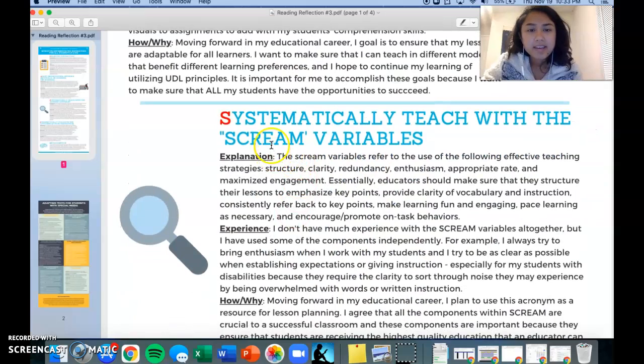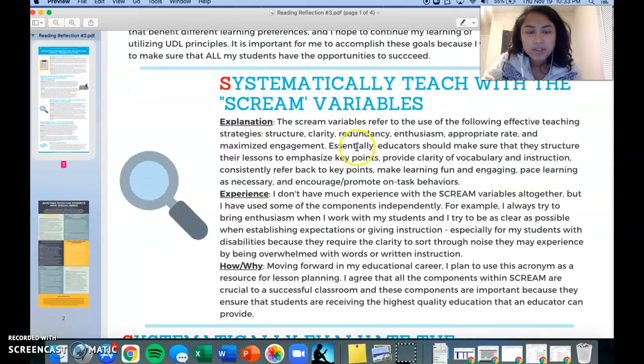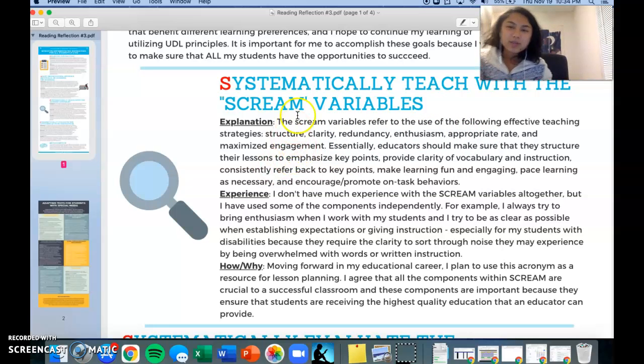The first S is systematically teach with the SCREAM variables. Now this acronym was something I was not previously aware of. SCREAM stands for structure, clarity, redundancy, enthusiasm, appropriate rate, and maximize engagement. So this is pretty much a nifty acronym to help teachers with their instruction, to remind them that your lesson plan should have a very straightforward and thought out structure. It requires clarity of vocabulary, words, and unknown concepts.